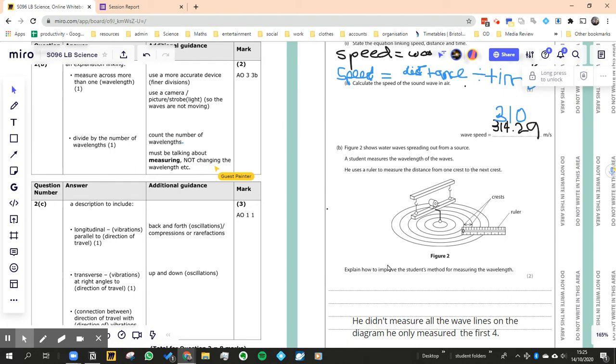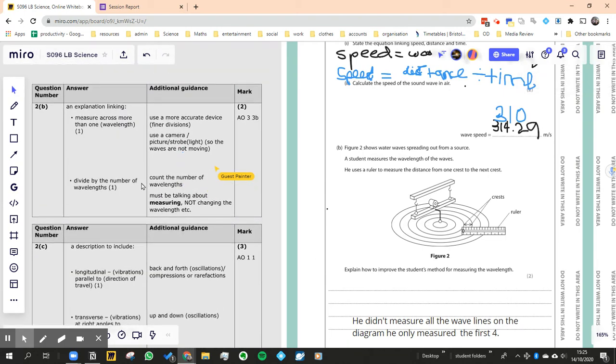So what they want you to say, and let's look at the mark scheme over here, is: measure more than one wavelength, and then divide by the number of wavelengths. So if you measured 1 and then 2 and then 3, in fact, if you measured from there, or even from the beginning, you could measure all of those, and then divide by how many there are. You can measure 4 wavelengths and divide by 4, or 5 wavelengths and divide by 5. So that's what they wanted you to say.